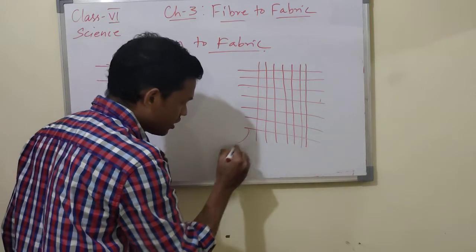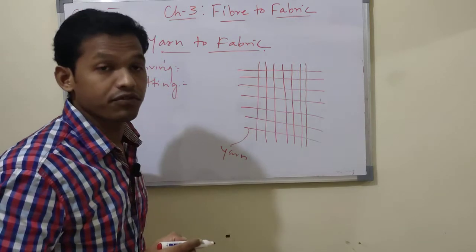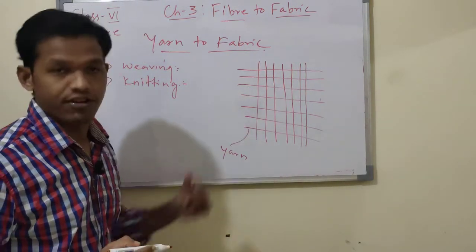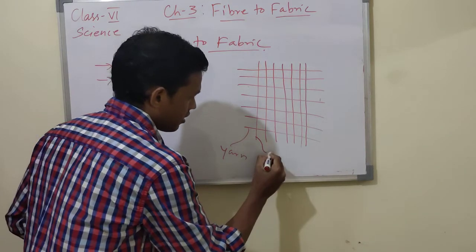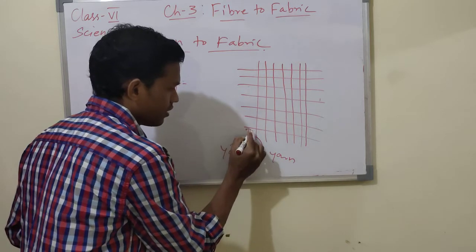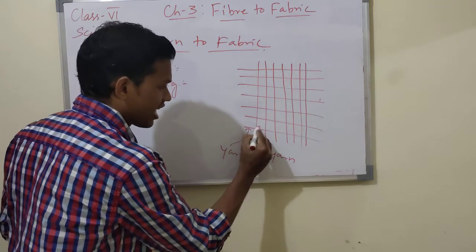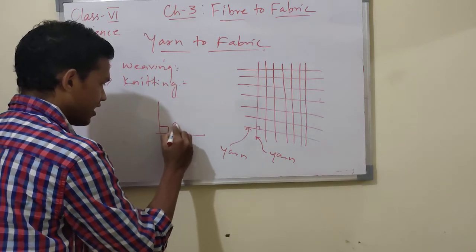This single one is yarn made from fiber. By spinning machine, these yarns are formed. Now this is also yarn. These two yarns are kept at right angle. Right angle means 90 degree. This is 90 degree. This is 90 degree.